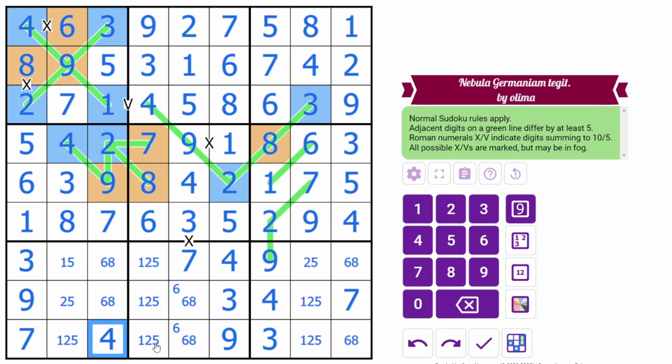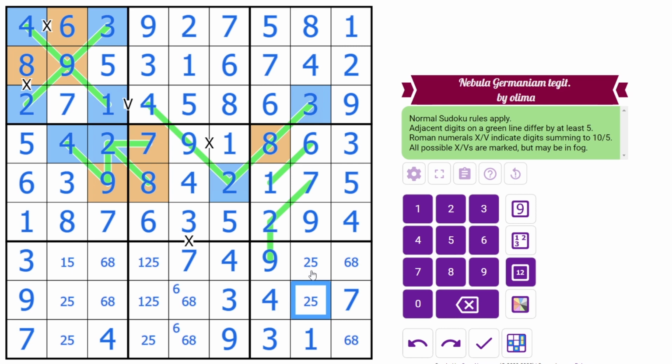Oh, these both cannot be 1 now. 2, 5, 2, 5. This is 1. This is not 1. Come on, man. 2, 5, 1, 2, 5. This must be 1. This is not 1. Oh, the only 1 is here.